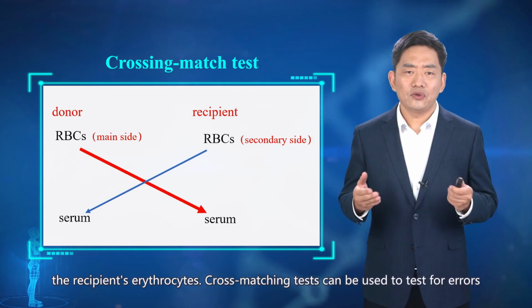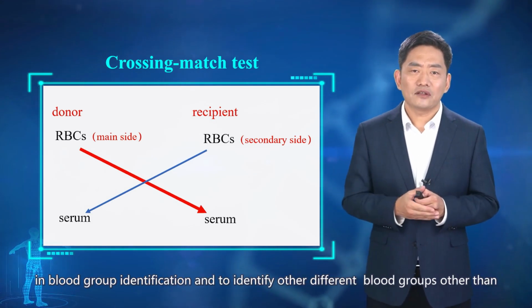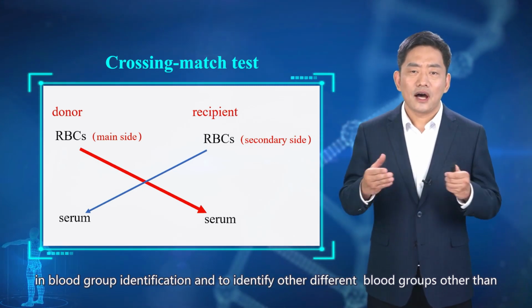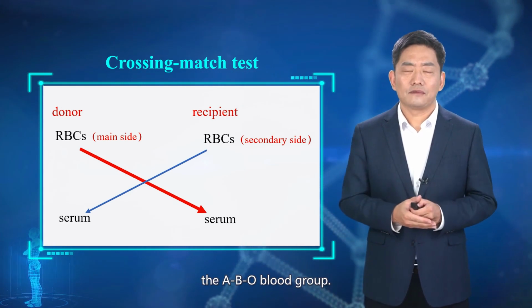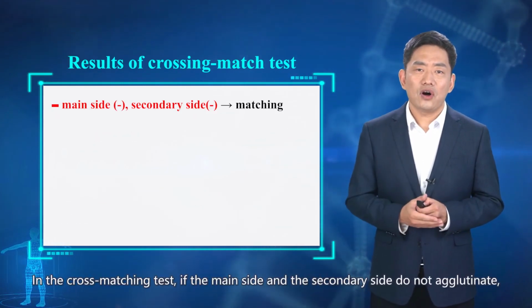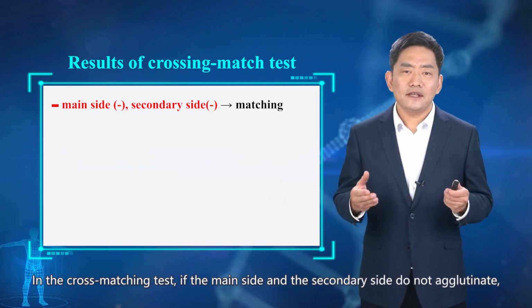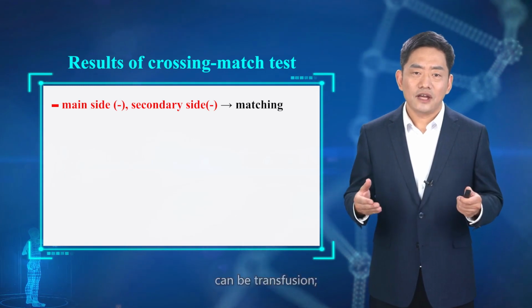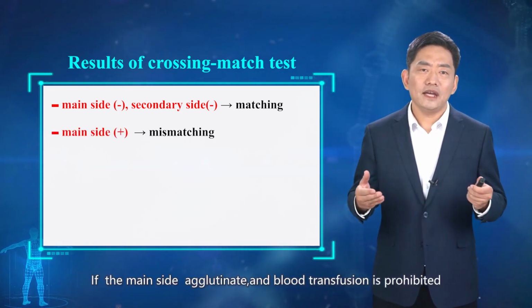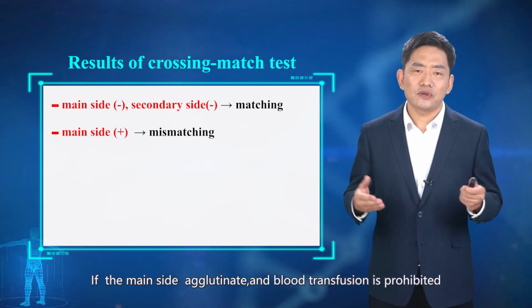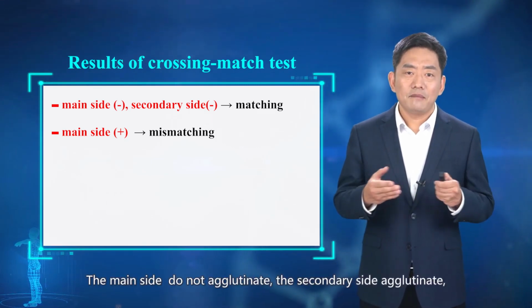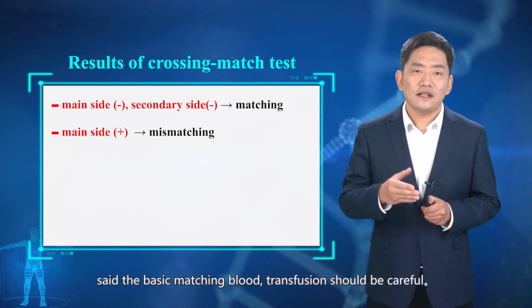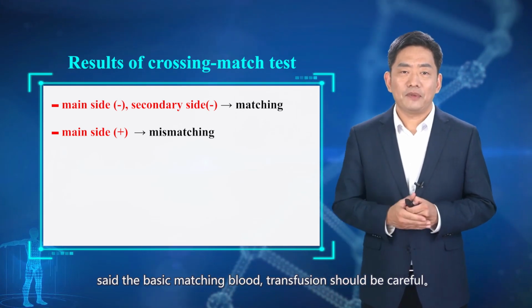Cross-matching tests can be used to detect errors in blood group identification and to identify blood groups other than the ABO blood groups. In the cross-matching test, if the major side and the minor side do not agglutinate, it is matching, and transfusion can be done. If the major side agglutinates, transfusion is prohibited. If the major side does not agglutinate but the minor side agglutinates, it is called basically matching blood.